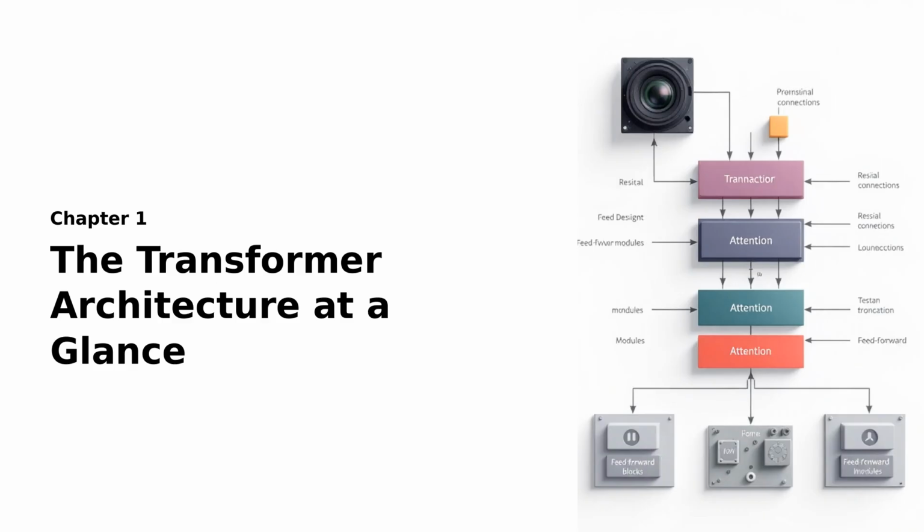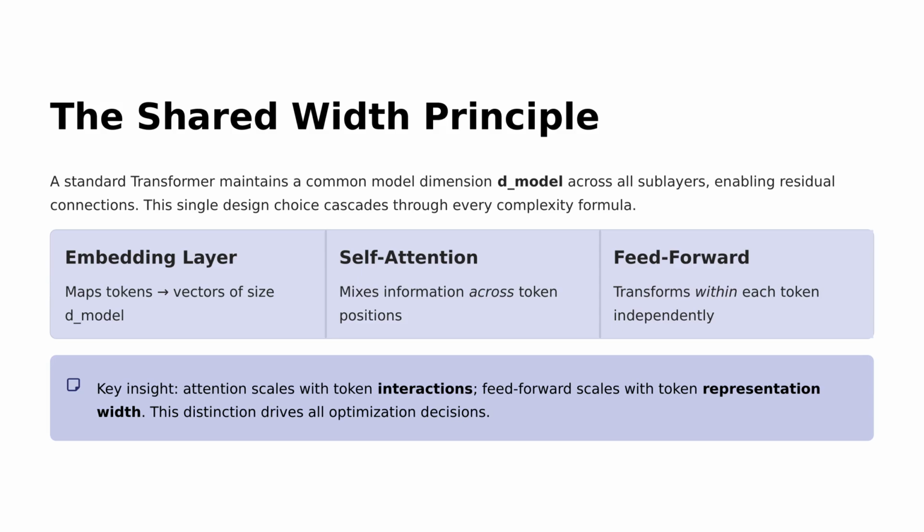In Chapter 1, we'll take a high-level look at the transformer architecture and why it became so important in modern AI. Rather than processing words one by one, transformers use attention to weigh relationships across an entire sequence at once. This makes them powerful for language understanding and generation. By the end of this chapter, you'll have a clear mental model of the main components and how they work together. The key idea here is the shared width principle.